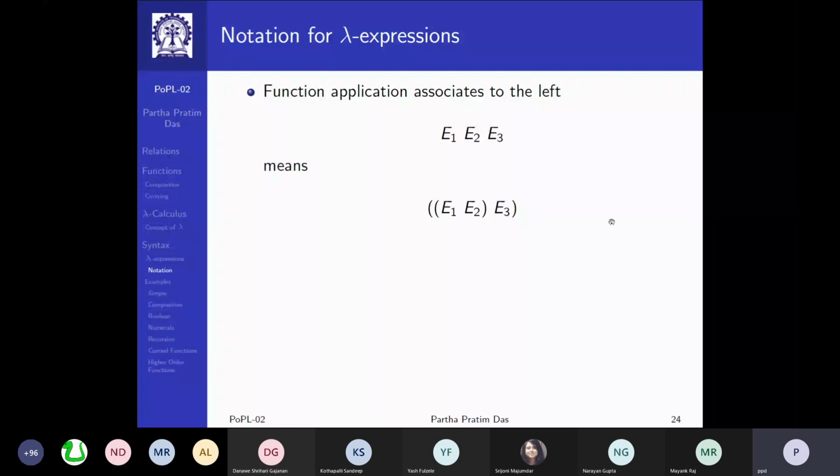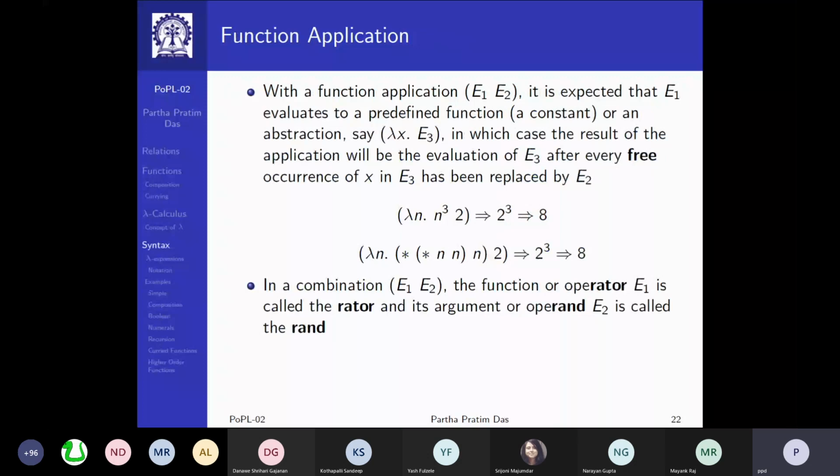You can easily see that, going back to the slides, in this combination E1 applies to E2. Obviously, this makes sense if E1 is a function abstraction, a lambda abstraction, a function definition. E2 could be anything based on what is a possible parameter. But E1 has to be an abstraction. If I write an application (2 3) within brackets, that does not have a meaning. It's an expression, but does not have a meaning because 2 cannot be applied onto 3. It has to be an abstraction; only then it has a meaning.